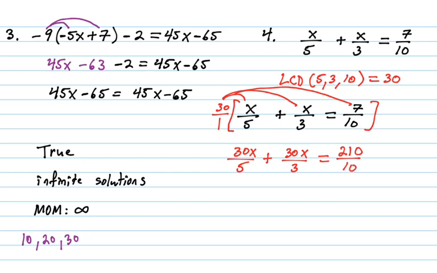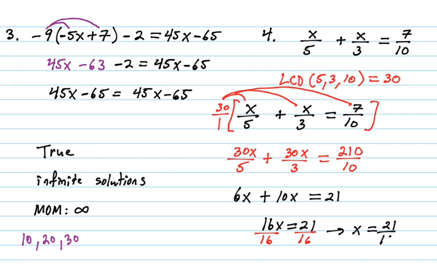The whole point of this is to clear the fractions. 30x divided by 5 is 6x. 30x divided by 3 is 10x. 210 divided by 10 is 21. Let's combine our like terms. 6x plus 10x is 16x. That's equal to 21. We'll go ahead and divide both sides by 16, and our solution here is x is equal to 21 over 16.